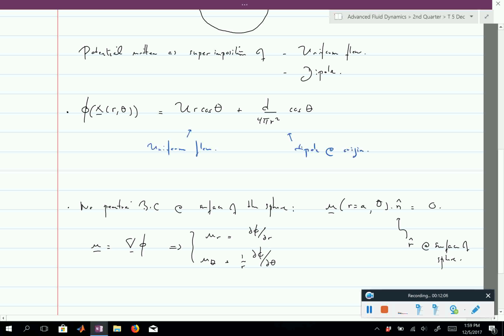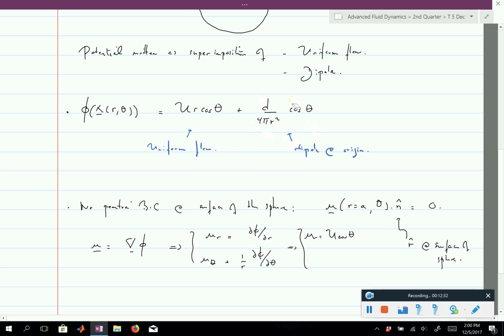Okay? And so u dot n is just the r component, the radial component of the velocity field. So I'm just going to compute ur, and ur is going to be partial phi over partial r. So I have to differentiate those two components here. So when I take partial phi over partial r of this, I get u cosine theta.